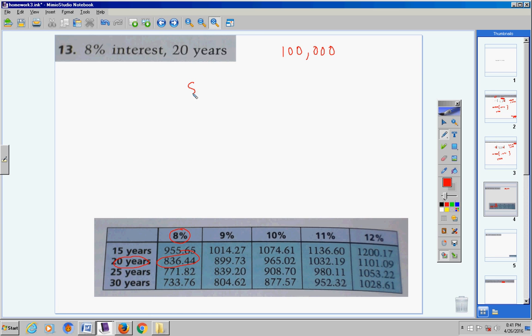So every month you're paying that much. You do that for 20 years. How many payments would that be? 240, right? Because there are 12 months in a year for 20 years. So I'm going to take 836.44 times 240. And here's how much you're going to pay in 20 years.